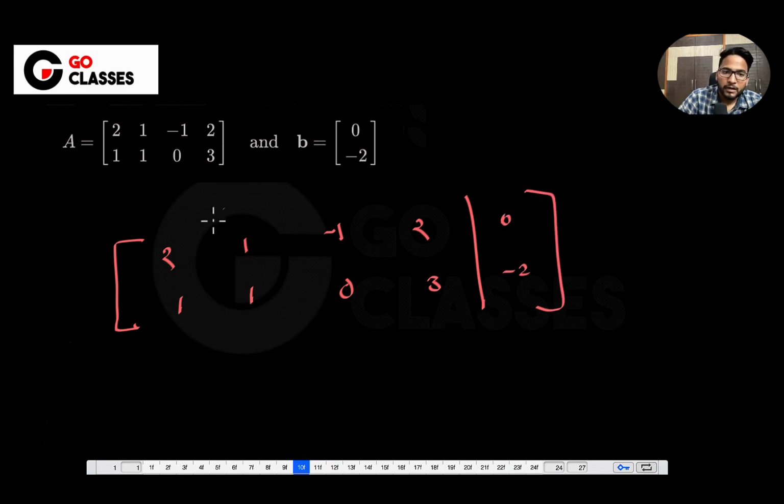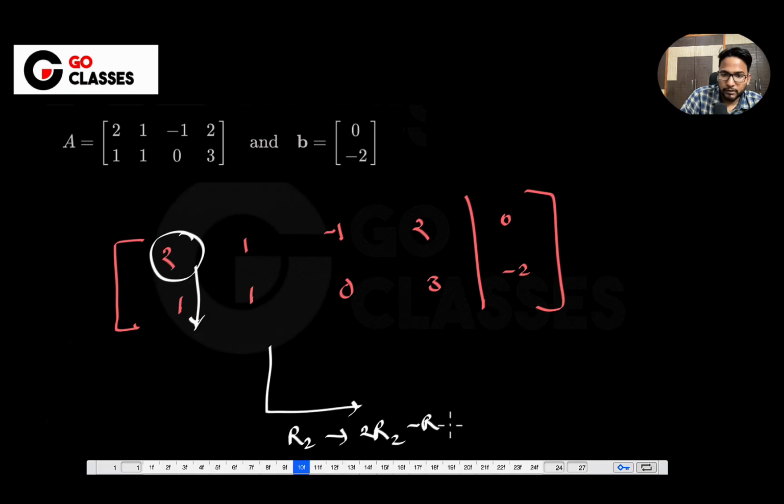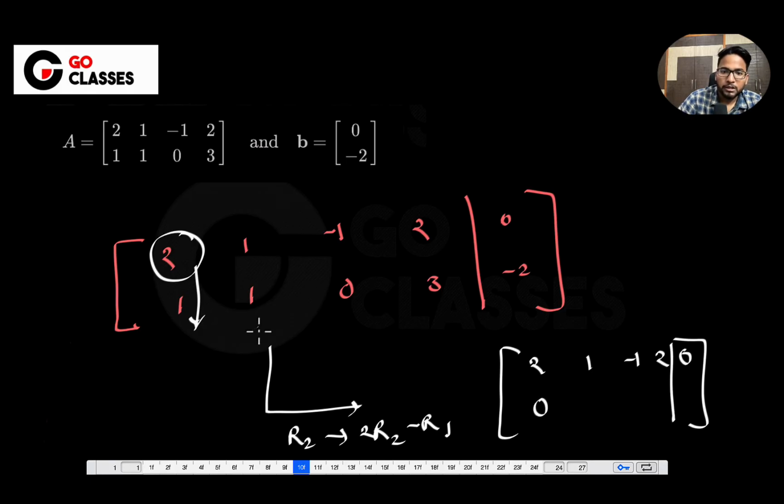Now if you notice, you can make this 0 by replacing R2 with R2 minus R1. So you will have 2 1 minus 1 2 0, and then 2R2 minus R1, which will be 1. So 0 minus 1 plus 1. 6 minus 4, so this is 6, this is 2. 6 minus 2 will be 4, and then minus 4 minus 0 will be minus 4, right?